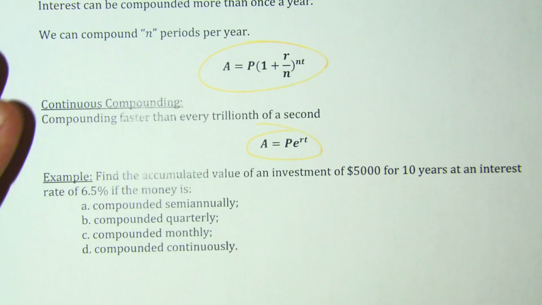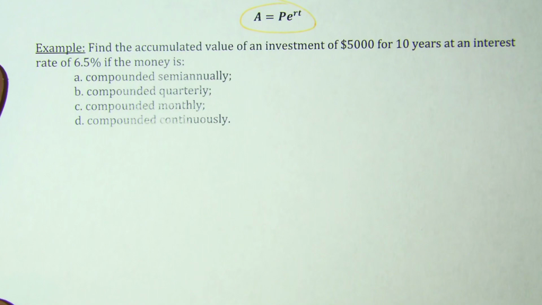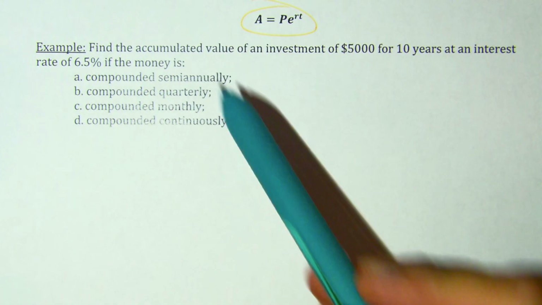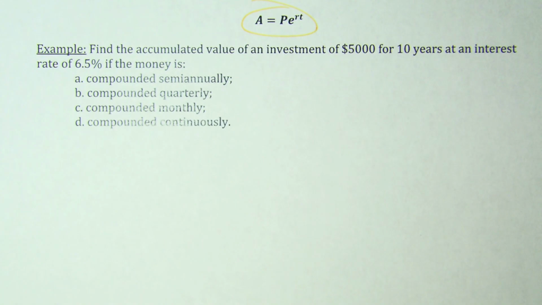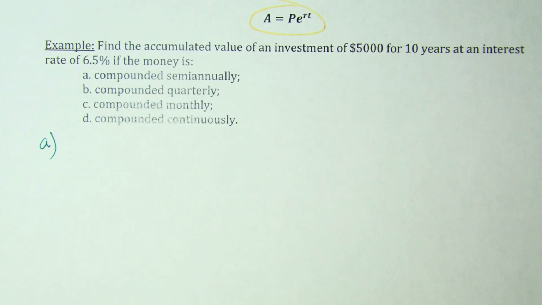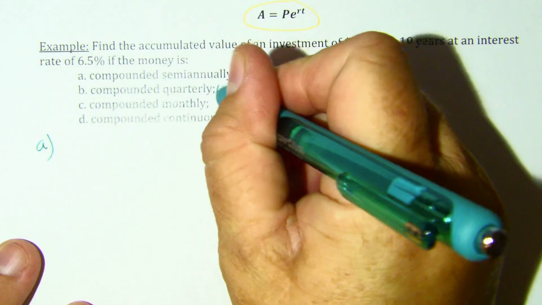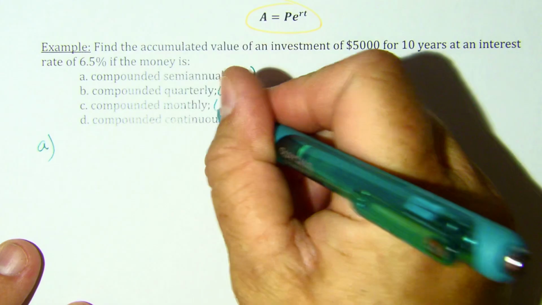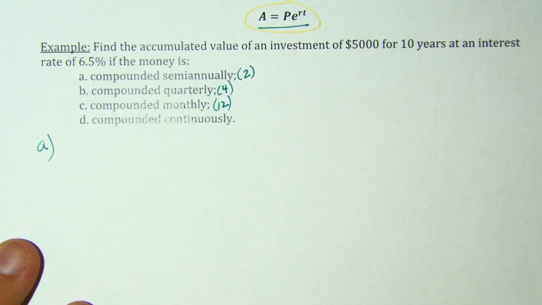So what we're going to do in this next example is we're going to compare $5,000 invested for 10 years with an interest rate of 6.5%, compounding semi-annually, quarterly, monthly, and continuously. And so what we're going to look at here is I'm going to set up our respective formulas for each of those, and then you can type them into your calculator and see which one's going to give you the most money. So semi-annually, that would be 2 times a year. Quarterly would be 4 times a year. Monthly, well, there's 12 months in a year. And then compounding continuously would be this formula here.